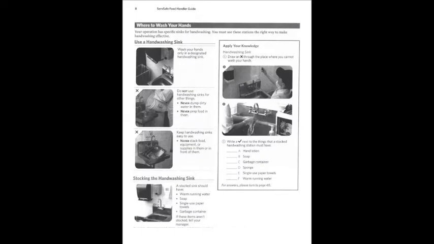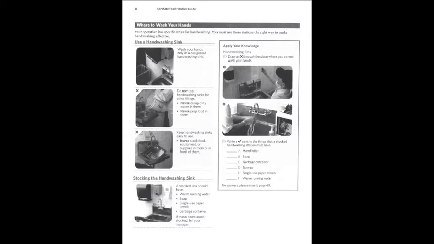Where to wash your hands. Your operation has specific sinks for hand washing. You must use these stations the right way to make hand washing effective. Use a hand washing sink. Wash your hands only in a designated hand washing sink. Do not use hand washing sinks for other things.